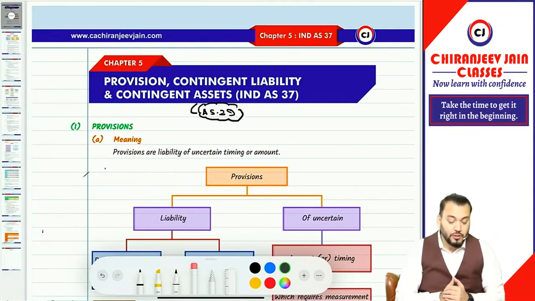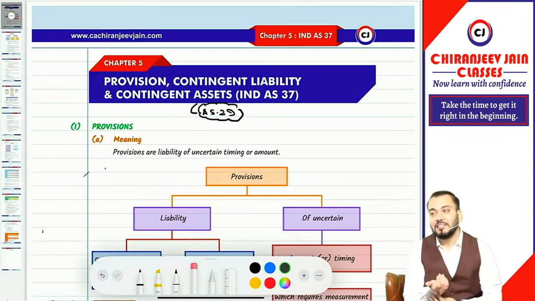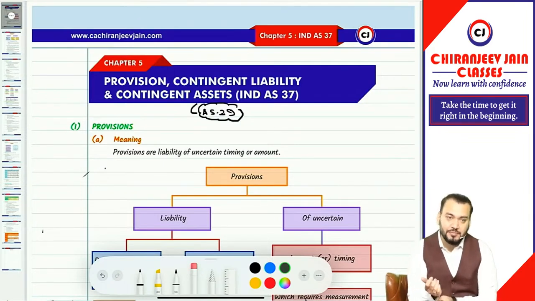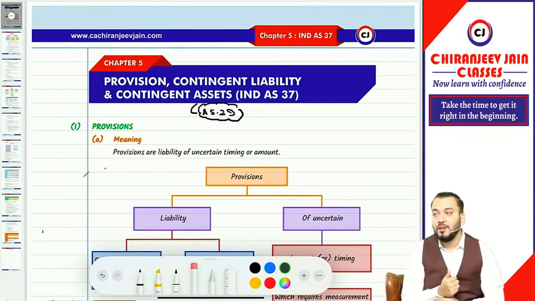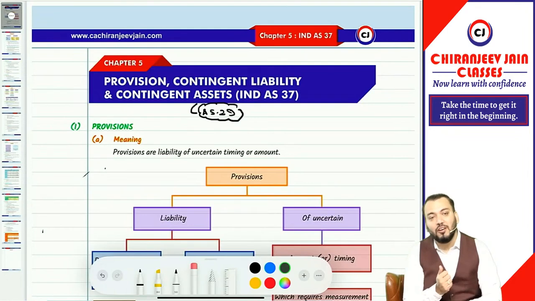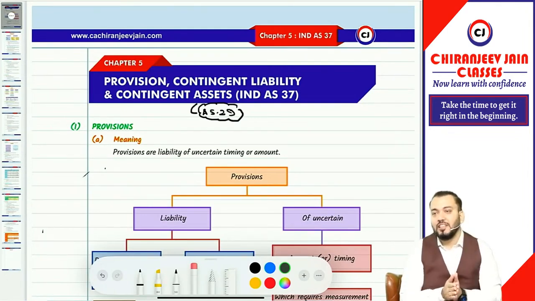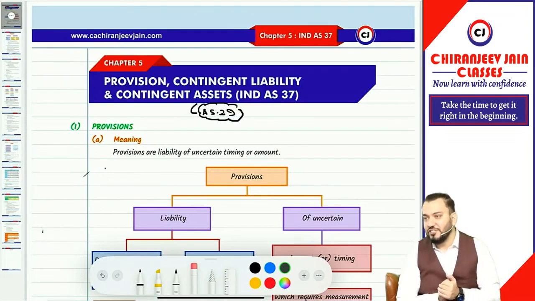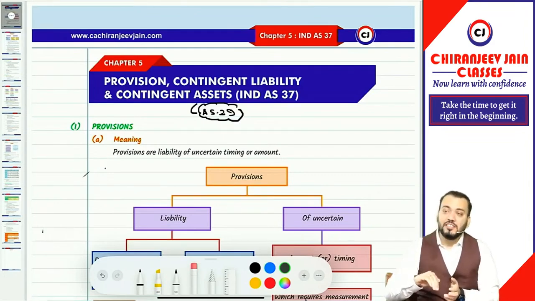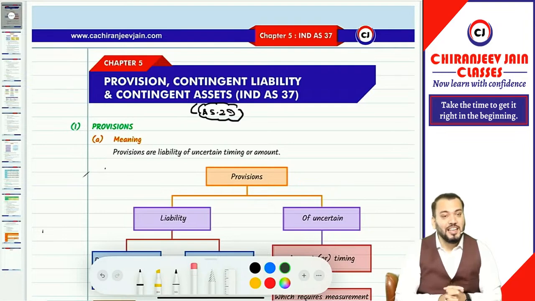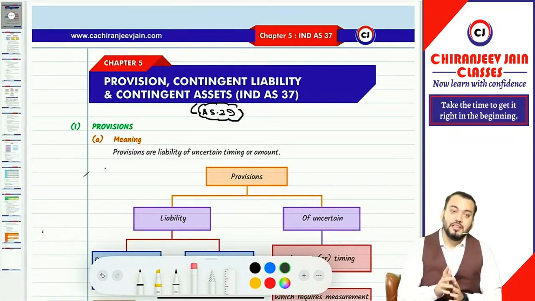Correct? Yes, sir. Last class we also started Ind AS 37, but we have not yet done any points of Ind AS 37. What is Ind AS 37? Provision, contingent liability and contingent asset. We started this chapter with the definition of contingencies. The definition of contingencies is not given under Ind AS 37. The definition was given in AS 4.